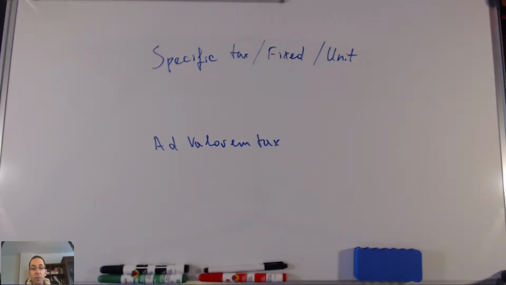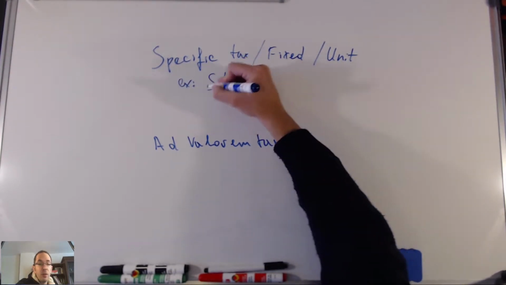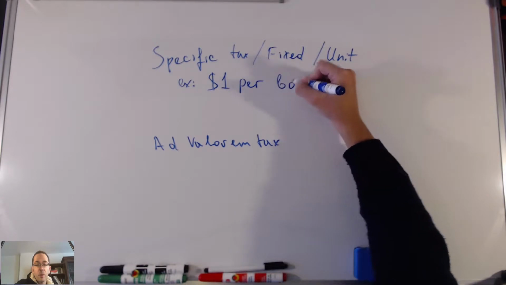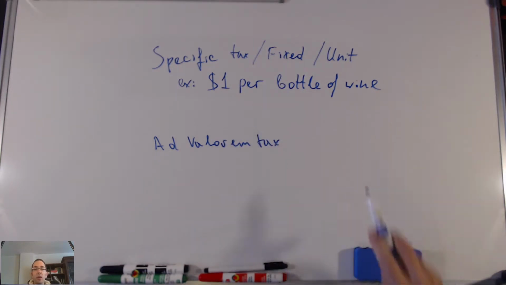An example of this could be a tax of $1 per bottle of wine, for example. So with this case, the tax will always be $1 no matter what the price and the type of wine we are talking about. Always when we have a bottle of wine, we would have a tax of $1. That is why we call it fixed, or we call it unit tax, because it does not change with the price. Ad valorem tax, on the other hand, is dependent on the price of the good.